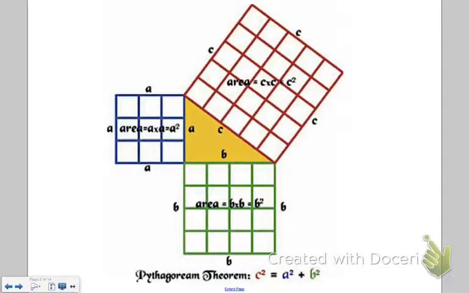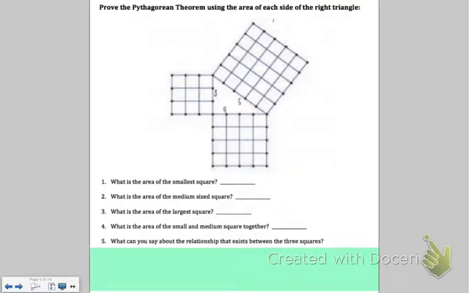So turn over to the next page where you have a similar example to what we have here, and we're actually going to count up the squares and see what relationship the two smaller ones have with the larger square. Pause the video and take a moment to answer questions 1 through 5 before we share out together.